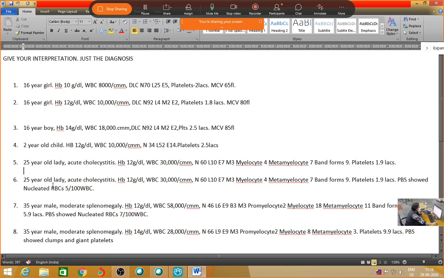The next question, 25-year-old lady, acute cholecystitis again, the hemoglobin is 12, which is okay. WBC is 30,000, same like the previous one.